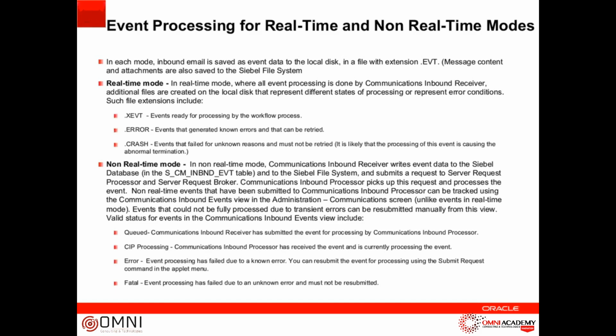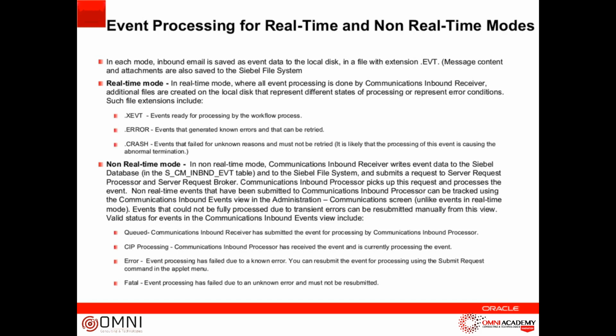Now, in each mode, the inbound email is saved as event data to the local disk in a file with the extension .evt. In real-time mode, all event processing is done by the communications inbound receiver, and additional files are created on the local disk that represent different states of processing or represent error conditions. Such extensions include .xevt, which means events are ready for processing by the workflow process; .error, which means events that generated known errors and can be retried; and .crash, which means the event fails for unknown reasons and must not be retried. It is likely that the processing of this event has caused the abnormal termination.